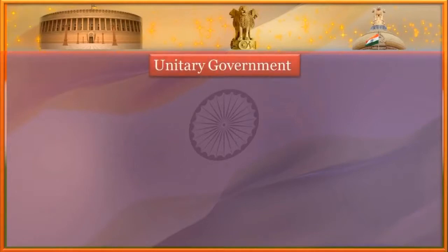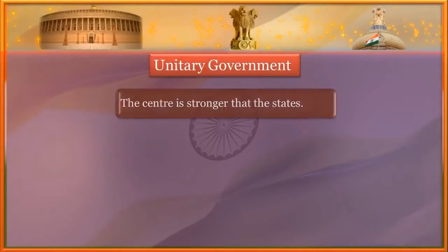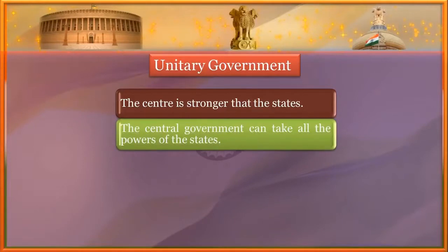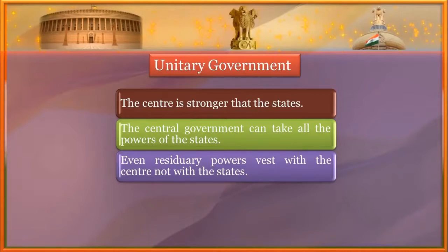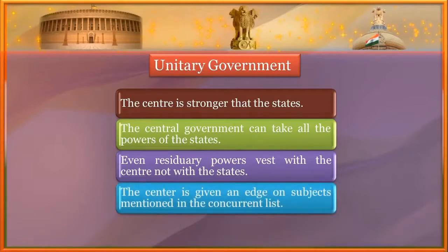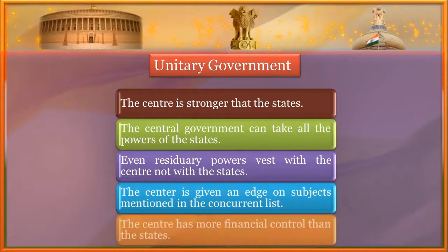Unitary form of government has the following characteristics. The center is stronger than the states. The center is given more powers than the states. There are certain emergency provisions in this type of government when the central government can take all the powers of the states. Even residuary powers vest with the center, not with the states. The center is given an edge on subjects mentioned in the concurrent list. The center has more financial control than the states. All this gives greater weightage to the center.